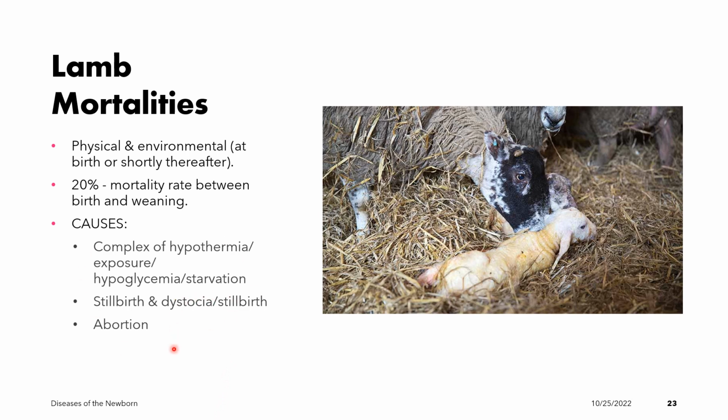Of course, dystocia can cause stillbirth and abortion. Most of these are environmental in nature, so nutrition management in late pregnancy is key to reducing, for example, dystocia, and providing adequate colostrum supplies helps prevent the development of hypoglycemia, hypothermia, and starvation.